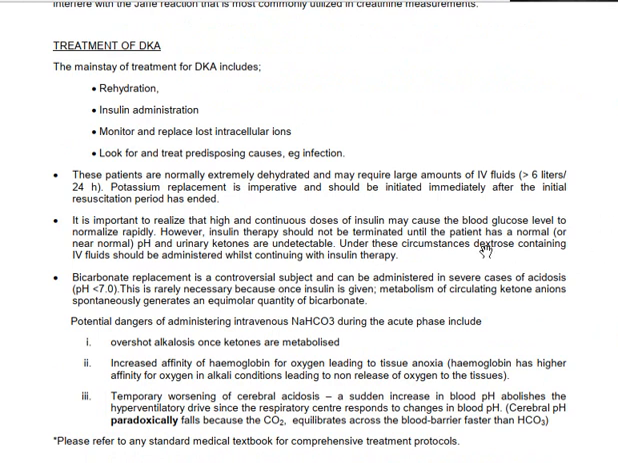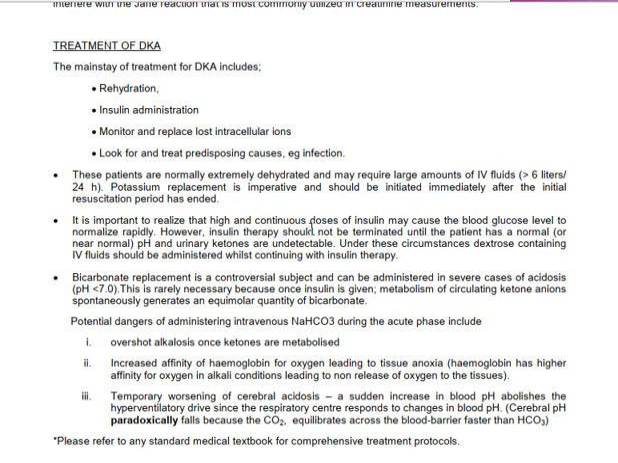To treat for the fluid, you have to give 6 liters of fluid in 24 hours. Generally, that is how you give fluids for a diabetic ketoacidosis patient: 6 liters of fluid in 24 hours. Next, it is important to realize that these high continuous doses of insulin may cause blood glucose level to normalize rapidly. However, insulin therapy should not be terminated until the patient has normal pH. Is it clear? And urinary ketones are undetectable.